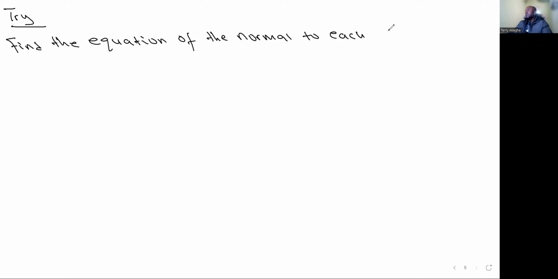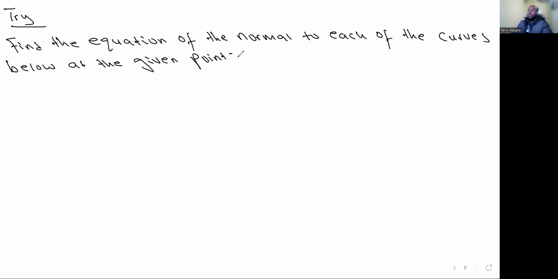Now, this question said they want you to find the equation of a normal. Okay, they want to find the equation of the normal to each of the curves below at the given points. So the first one we have here, we have y is equal to x squared minus 3. And the point they want you to do is 1 and 3.